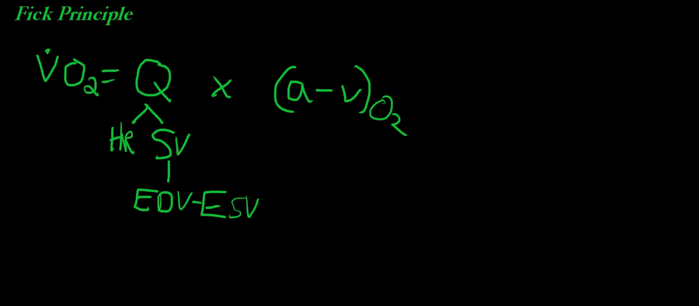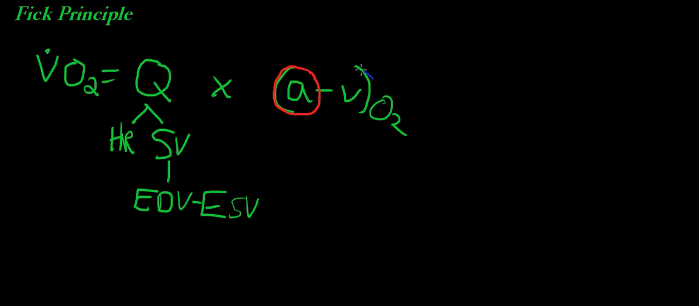Then your next variables are this A and VO2 difference. A is quite literally just the oxygen content of the blood coming out of the left side of the heart on the arterial side, traveling out towards the systems. So this is blood that's just come through the lungs, it's been oxygenated, and it's about to go out towards the system to deliver nutrients.